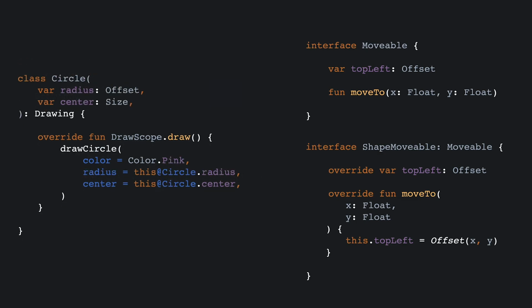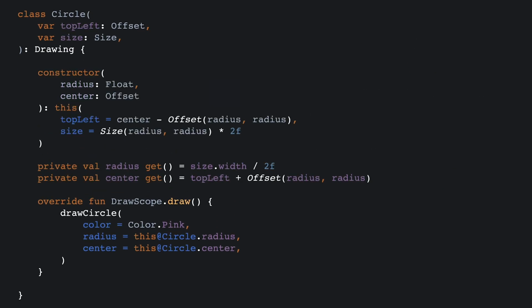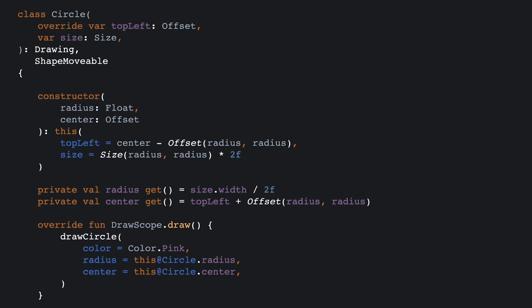For the circle, it's quite different. We need to do some refactoring before that. So we are going to change the main constructor to accept top left and size instead of radius and center. And to keep everything easy, we can create a secondary constructor that accepts radius and center and changes them to top left and size. So with these changes, we can use the ShapeMovable because it tracks the top left. So we don't want to create a new movable interface just for the circle that gets a center or something, you can just use the already existing one. Now we are going to add the ShapeMovable interface, and we will add the override keyword to the top left, and that's it. We have the movable behavior in the circle.